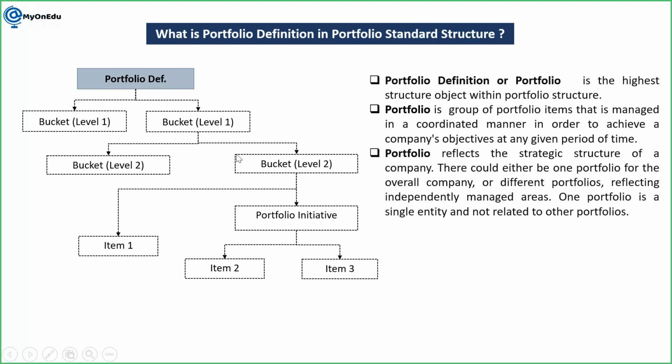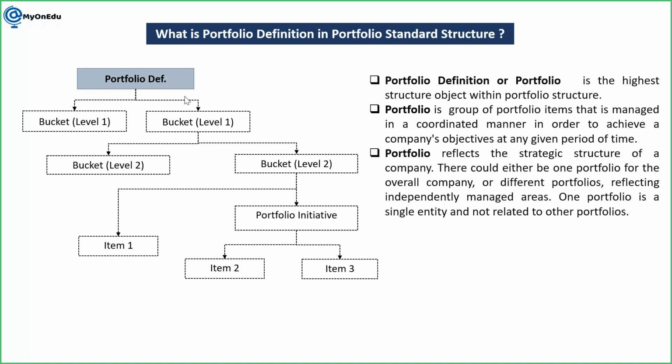So the portfolio definition is the umbrella under which all the objects come. If I'm saying real estate portfolio, it means all the project proposals, initiatives, and transactions relevant to this particular business line need to be considered within the same umbrella called real estate. We cannot have anything outside the portfolio. Means if anything is there, then it is separate. It is not relevant to that particular portfolio.